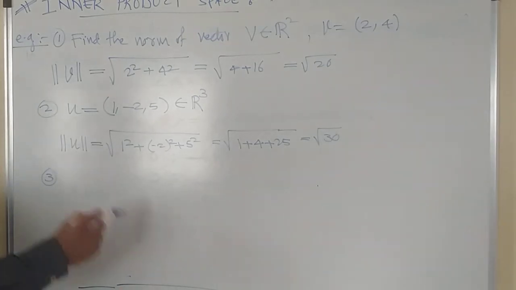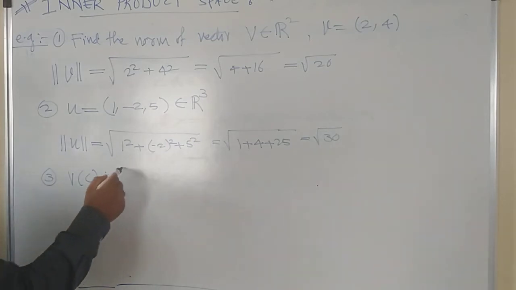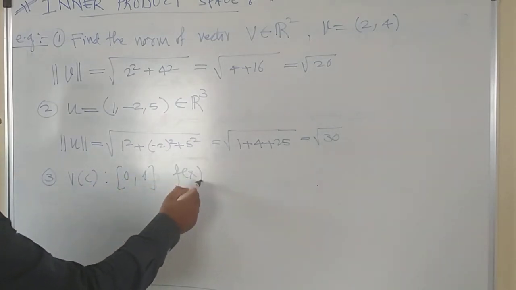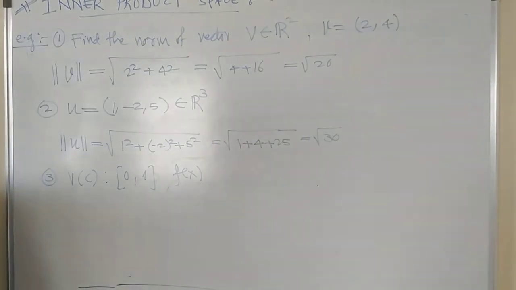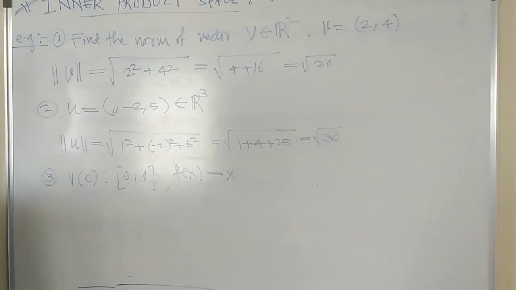Suppose there is a vector space V, and the limit of this vector is given as 0, 1, and the vector is given in the form of a function. So the function f of x is equal to x. Now how to calculate the norm of this vector in this case? So let us say f of x is the vector and this is the range of the vector.